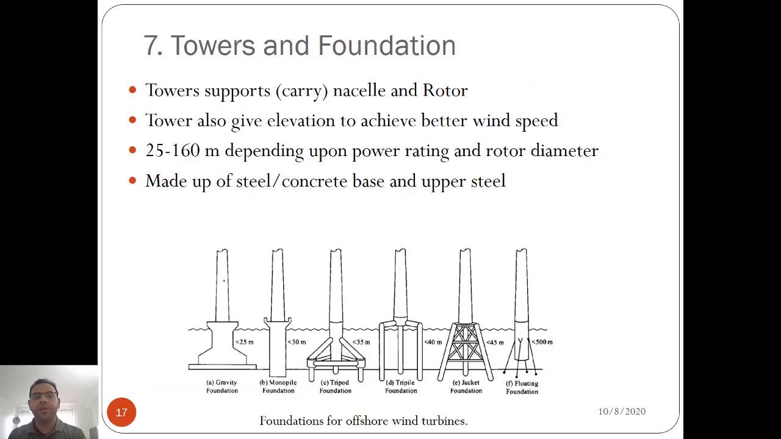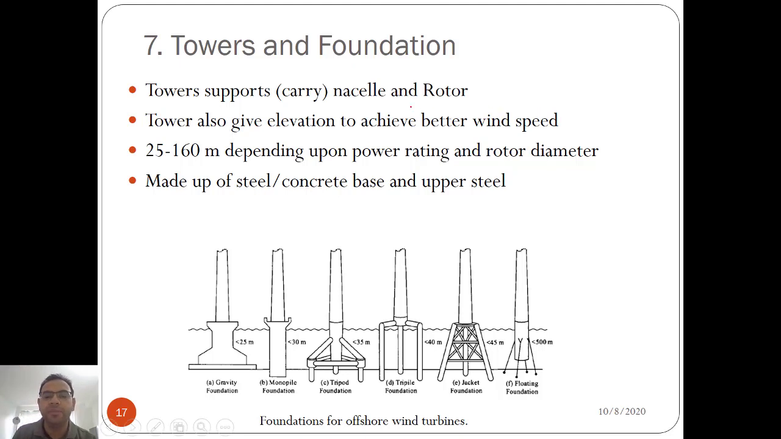The seventh component is the towers and foundation. When I say towers, I mean the support which carries the nacelle as well as the rotor. So everything exists on the top. And this nacelle generally also contains the generator. So carrying the generator and supporting it, this tower should be of significant strength, and it should also provide the given elevation to achieve better wind speed. As you go up in height, wind speed keeps on increasing and getting better, and you can get more production.